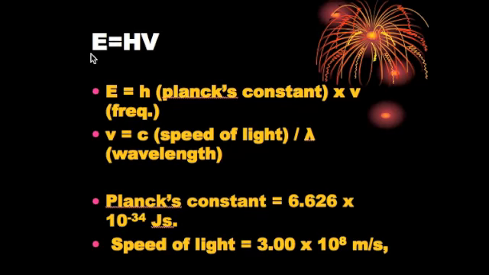Alright, moving on to E equals hv. Now E equals hv describes the energy found in a photon, and to get this energy we need to use Planck's constant, which is represented by h, multiplied by the frequency, which is represented by v.